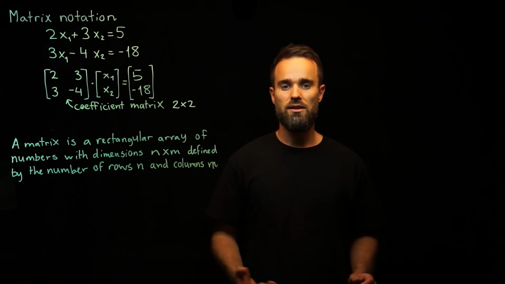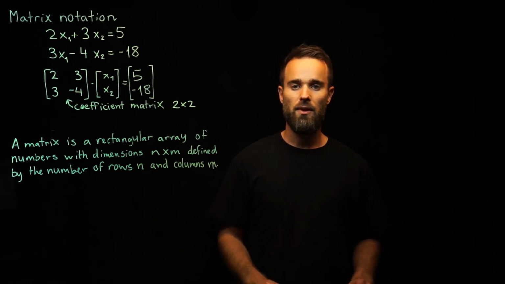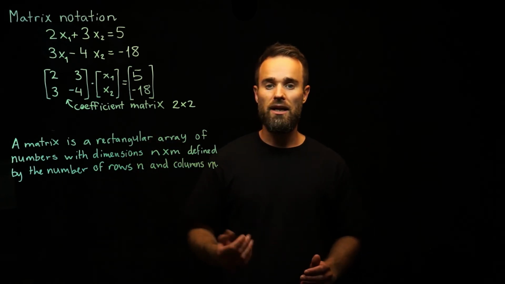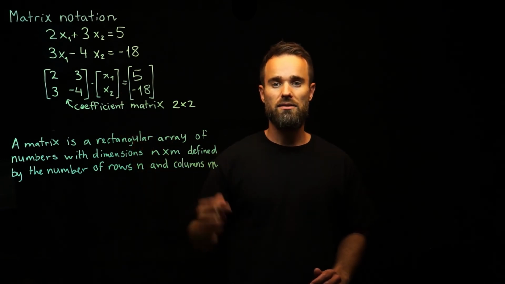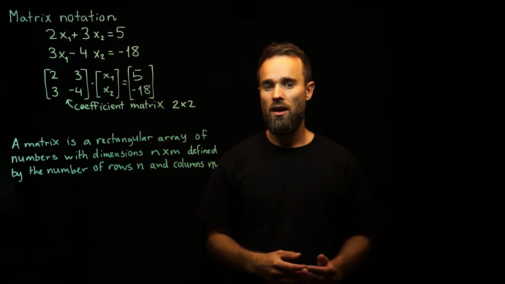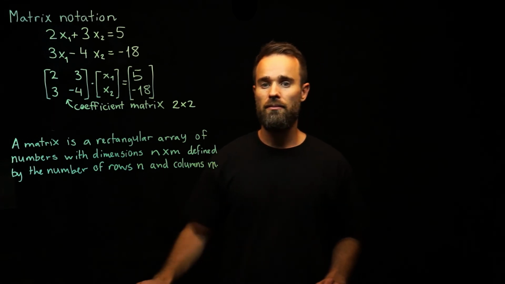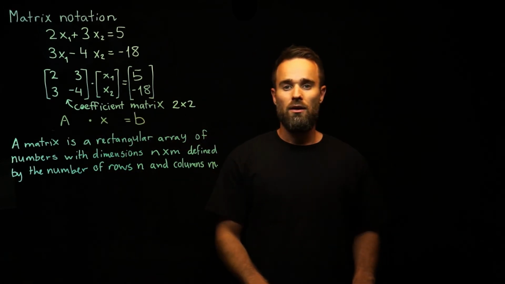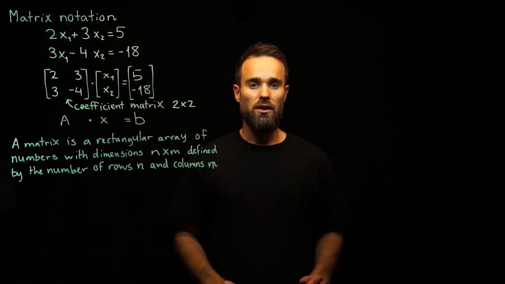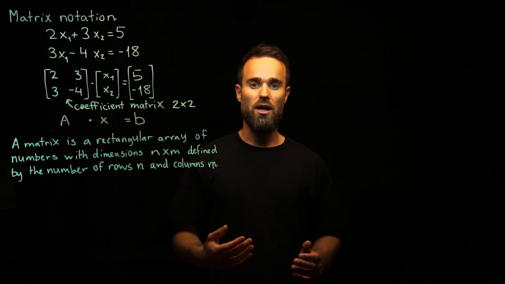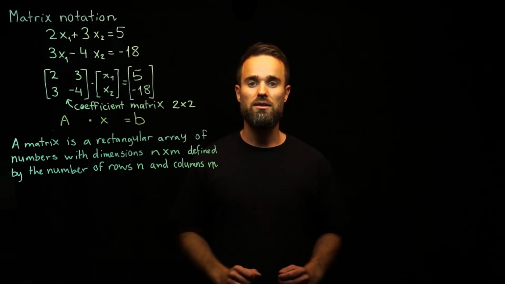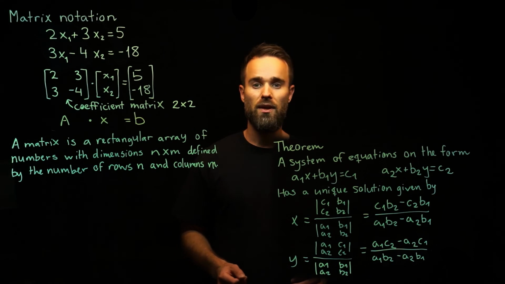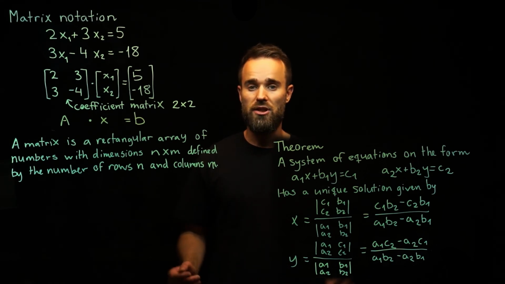The study of matrices is a large part of linear algebra, but here we're just going to need the coefficient matrix. And let's name it A, the variable vector x, and the constants vector b. Then the system of equations is on the form A times x equals b. We saw when going over the determinant method that the variables can be calculated by dividing certain determinants. Do you recognize the determinant in both of the denominators? That is the determinant of the coefficient matrix.